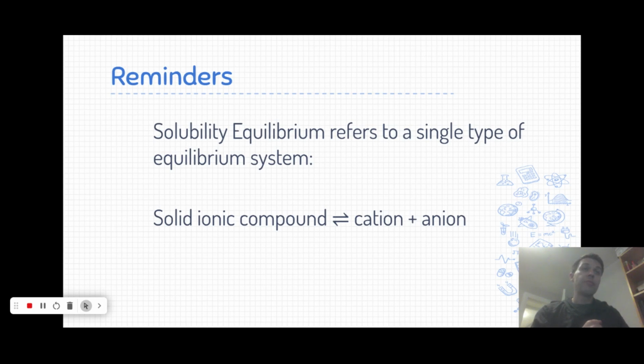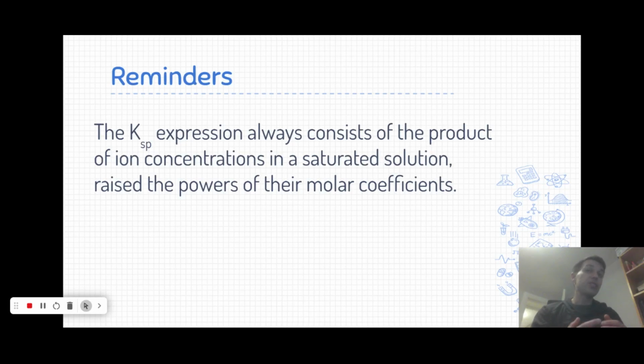Solubility equilibrium refers to a single type of equilibrium system. An equilibrium system where the left-hand side is the solid ionic compound, and that's an equilibrium with 2 ions, the cation and the anion from that ionic compound. The KSP equation, or the KSP expression, is always an ion product of the ion concentrations at equilibrium, or in a saturated solution, raised to the powers of their molar coefficients. Let's now look at an example of how we use the KSP expression.